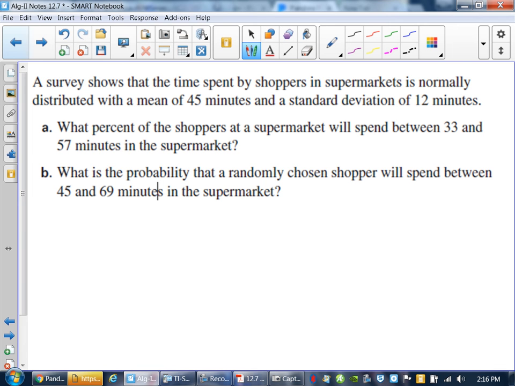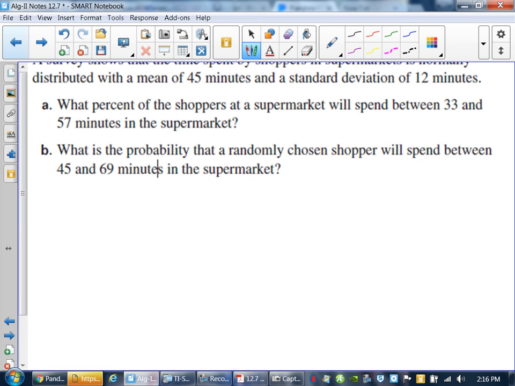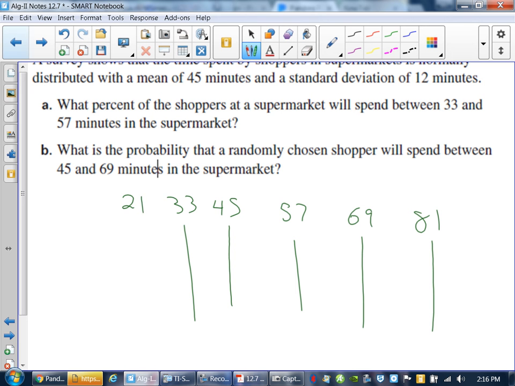Okay, so you have an average of 45 minutes, and it has a standard deviation of 12, which means every plus 1 standard deviation, you go up 12 minutes. So 45 plus 12 is 57, then 69, then 81. Those are 3 standard deviations up. And 33, 21, and 9 are 3 standard deviations down.